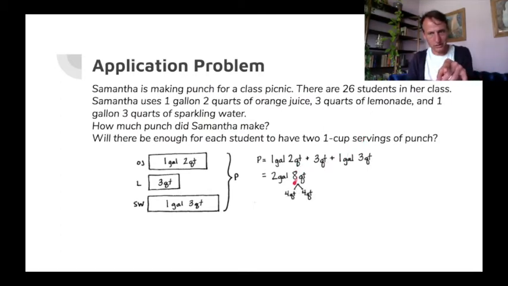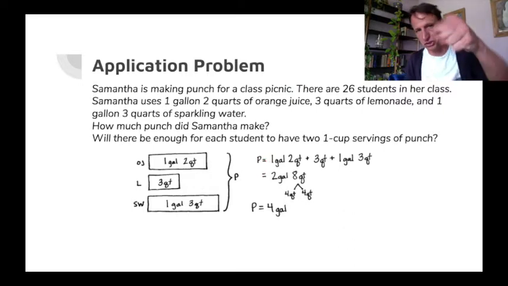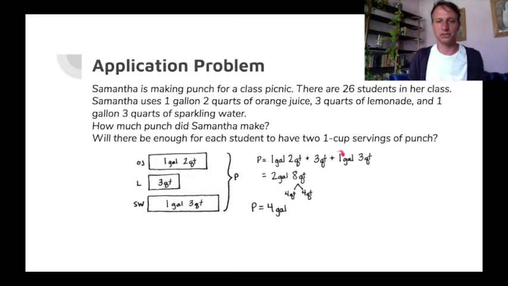Now we know we can decompose out 4 quarts is a gallon, right? So there's a gallon, there's a gallon, there's 2 gallons. So 2, 3, 4 gallons altogether. So in the question, how much punch did Samantha make? She made 4 gallons of punch. All right, but then is that enough for everybody to have 2 1-cup servings?